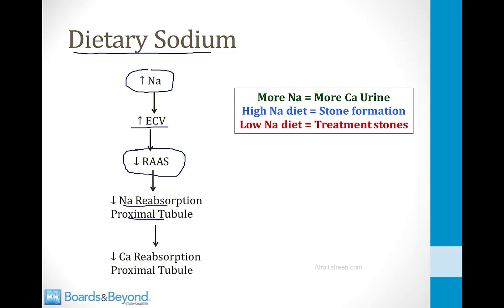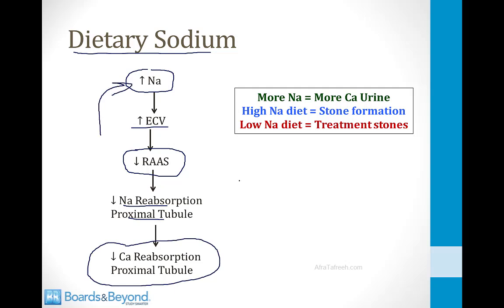in the proximal tubule. In the proximal tubule, sodium resorption and calcium resorption are tied together. So when there's less resorption of sodium, there is also less resorption of calcium. This means more calcium is in the urine when you are consuming a high sodium diet.